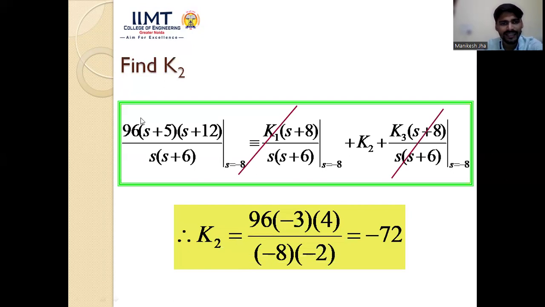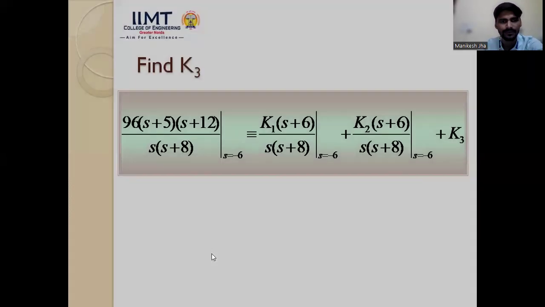What is the k2 value? 96 into this expression, where we put s equal to minus 8. So we get 96 into minus 8 plus 5, which is minus 3, and minus 8 plus 12, which is 4, divided by minus 8 into minus 8 plus 6, which is minus 2. After solving we get minus 72. So k2 we get minus 72.